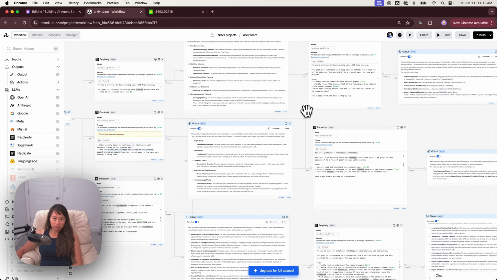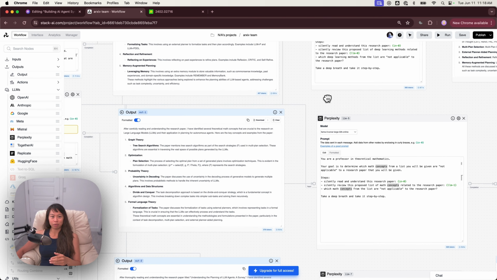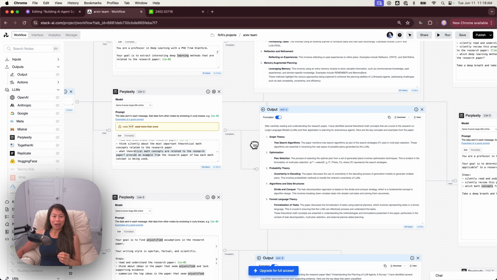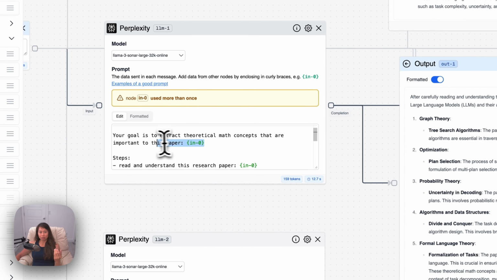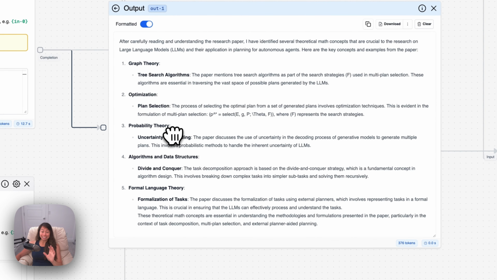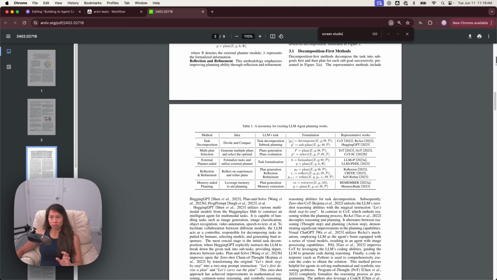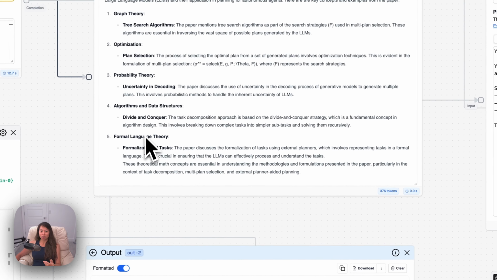So just diving in real quick, mostly because I'm really nervous this is gonna fail filming again. If we look at the output of the math agents, the first layer math agent, we just ask it to extract theoretical math concepts related to the paper. It extracts these 5 just from scanning this, and from what I know about the paper, which is over here, understanding the planning of LLM agents, I don't think formal language theory is a big part of this paper.